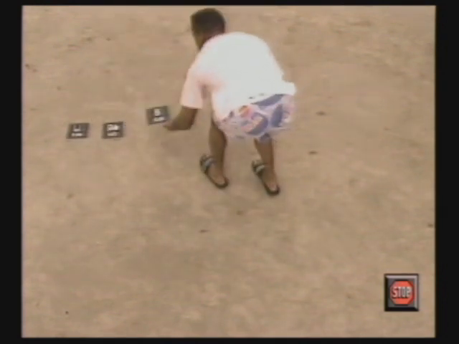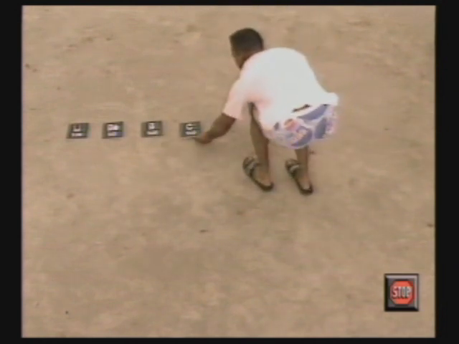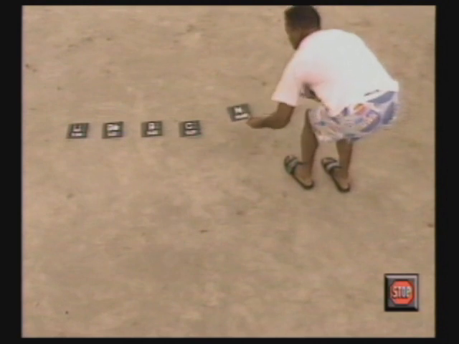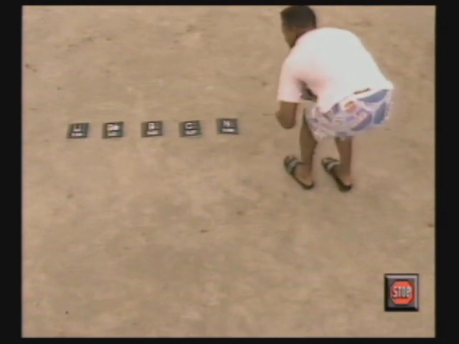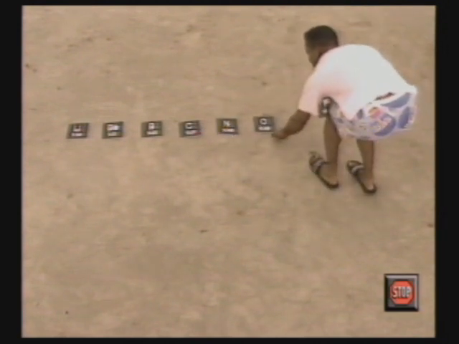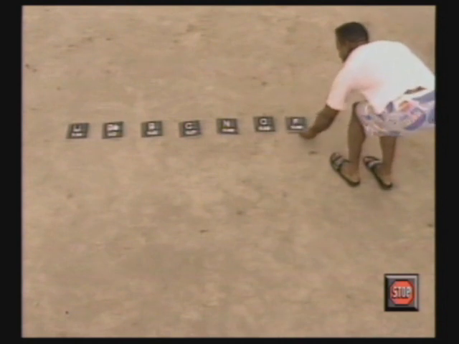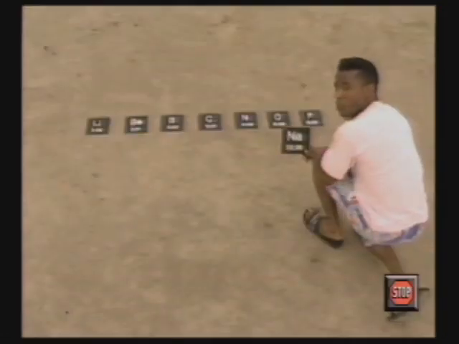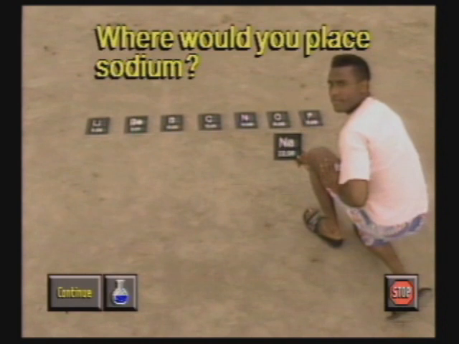then beryllium, boron, carbon, nitrogen, oxygen, and fluorine. The next heavier element is sodium. Experiments show that sodium and lithium have similar properties. Where would you place sodium?